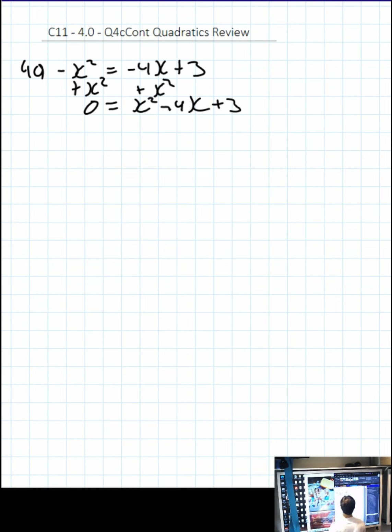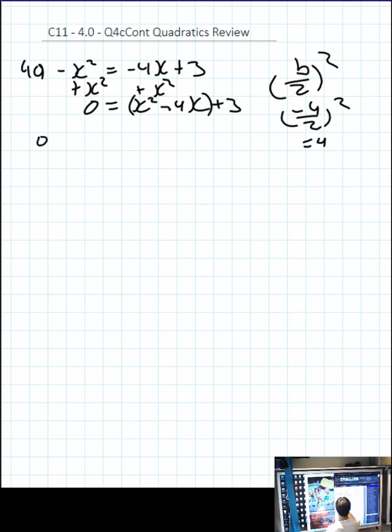We can now complete the square. Brackets around the first two things. Off to the right, b over 2 all squared. And down the page, we can substitute negative 4 divided by 2, squared is negative 2, squared is 4. So we're going to add and subtract 4 inside the brackets. So let's start a little bit to the left. 0 equals, open bracket, x squared minus 4x plus 4 minus 4, close bracket, plus 3. We can scribble out that bracket and move the negative outside.